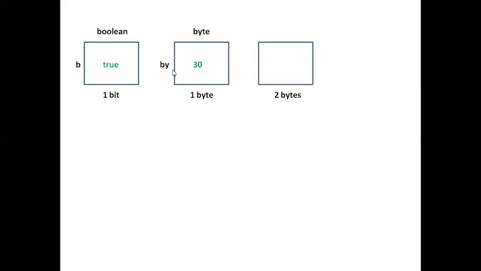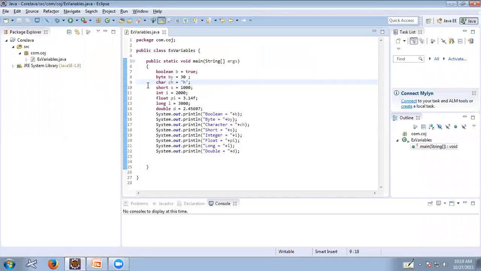So here 2 bytes will be allocated. In Java, character is 2 bytes, and here ch is the name, and char is the type. And I forgot to mention the character in the primitive data type. So character is 2 bytes, and h will be stored as the value. In C++, character is only 1 byte. In Java, it is 2 bytes, as Java supports Unicode.